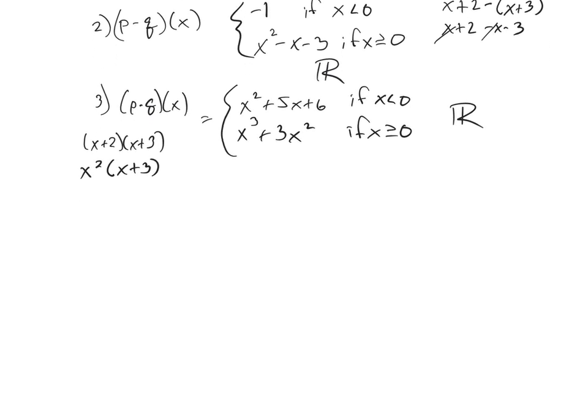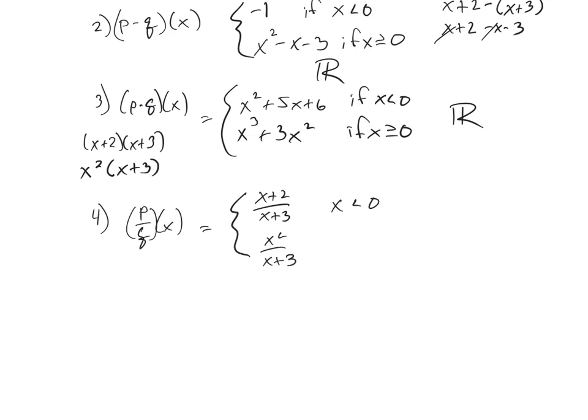Now for the division. P over Q of x. This is even easier than the rest, actually. You just take P, one piece at a time, x plus 2, put that on top of x plus 3. This part doesn't change. X is less than 0. Do the same thing for the bottom part of that function, x squared over x plus 3, and then that would be if x is greater than or equal to 0.